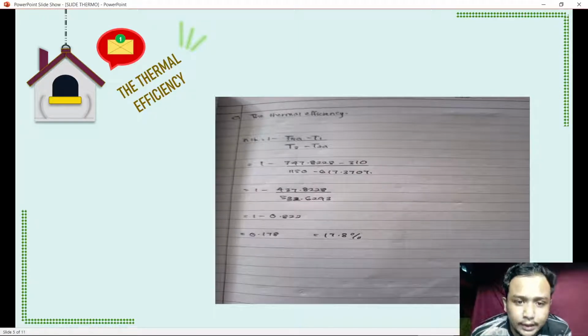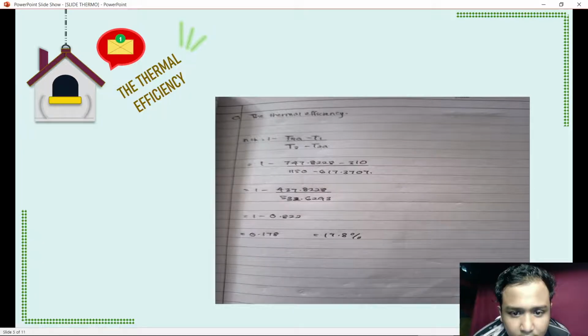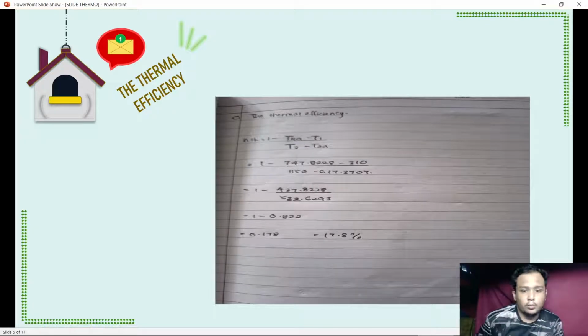So for question C, we have to find the thermal efficiency. The formula is 1 minus (T4a minus T1) over (T3 minus T2a). So we put the value into the formula and we get the thermal efficiency is 0.178 or 17.8%.